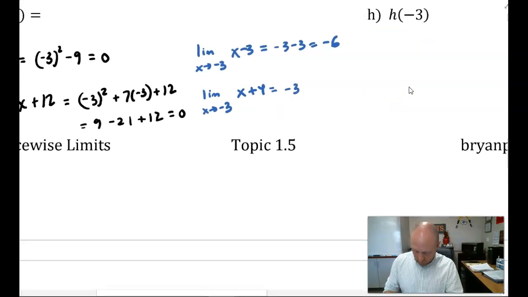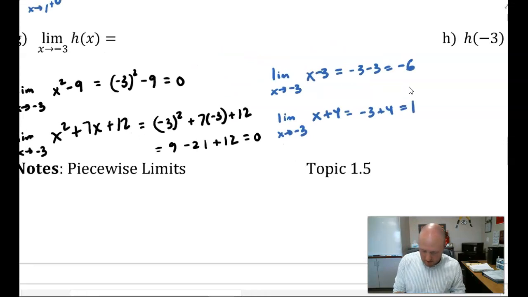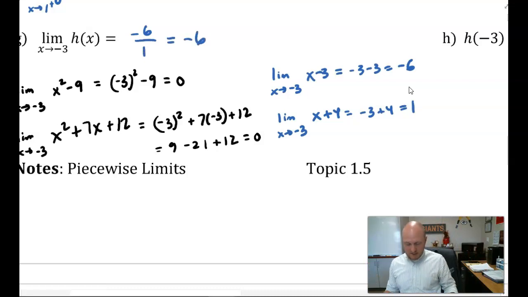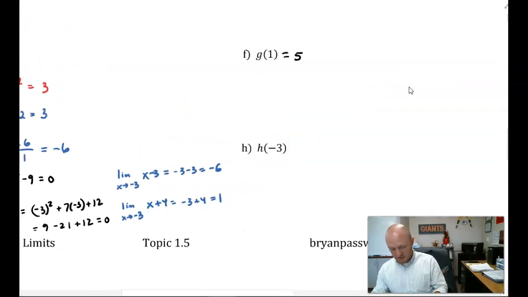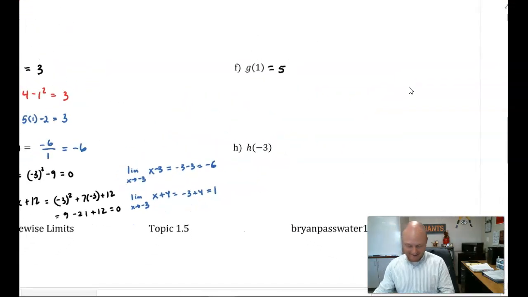We have negative 3 plus 4. This gives us 1. So our limit is negative 6 over 1, which is negative 6. There you go. So there's the limit. Ooh, that one was a pain in the butt. Don't worry, we'll do more just like it in the next lesson.